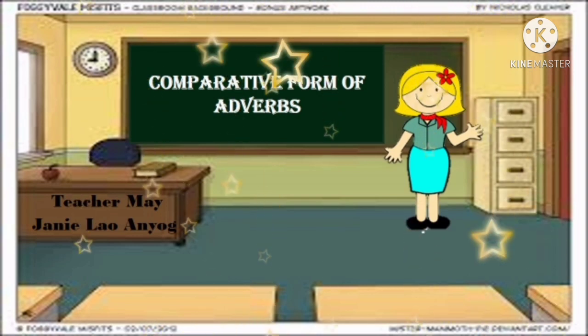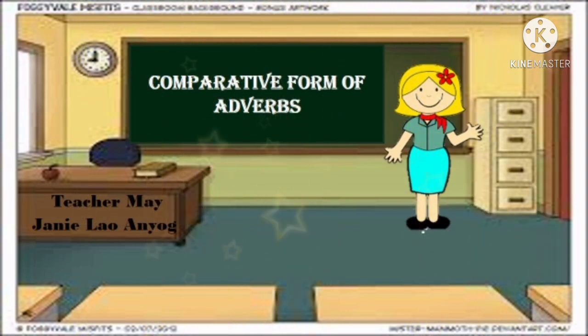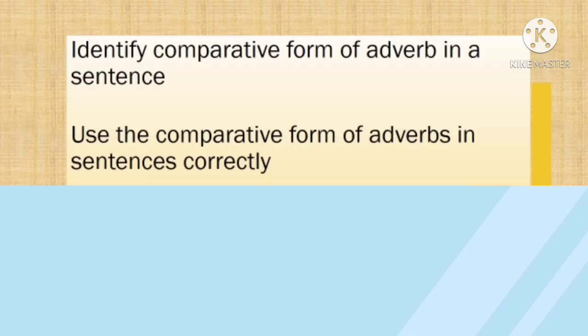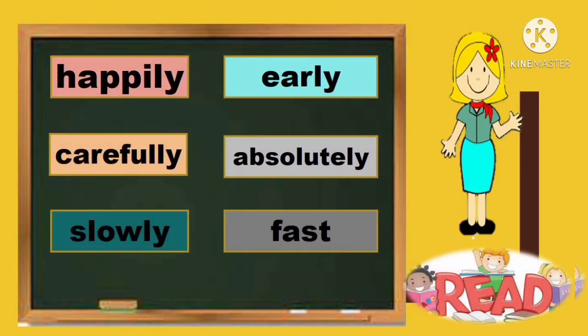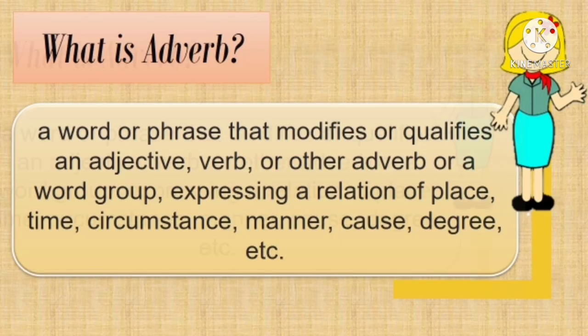I will discuss with you the comparative form of adverbs. In this lesson, you will be able to identify the comparative form of adverbs in a sentence and use the comparative form of adverbs in sentences correctly. Now let's get started. Let us all read: happily, carefully, slowly, early, absolutely, fast.